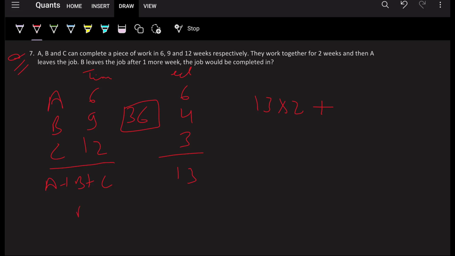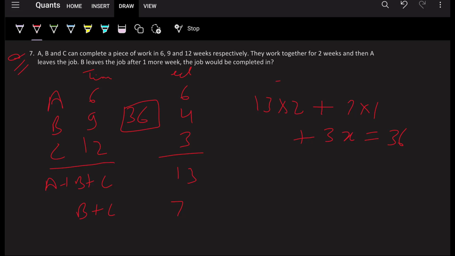So now B and C will be there. So B and C's efficiency is 4 plus 3, which is 7. So for 1 week B and C are working. So 7 into 1 plus, now B leaves the job. So the efficiency of C is 3. Now suppose C has worked for x days, and this is equal to the total work. Let us see that in the timeline.